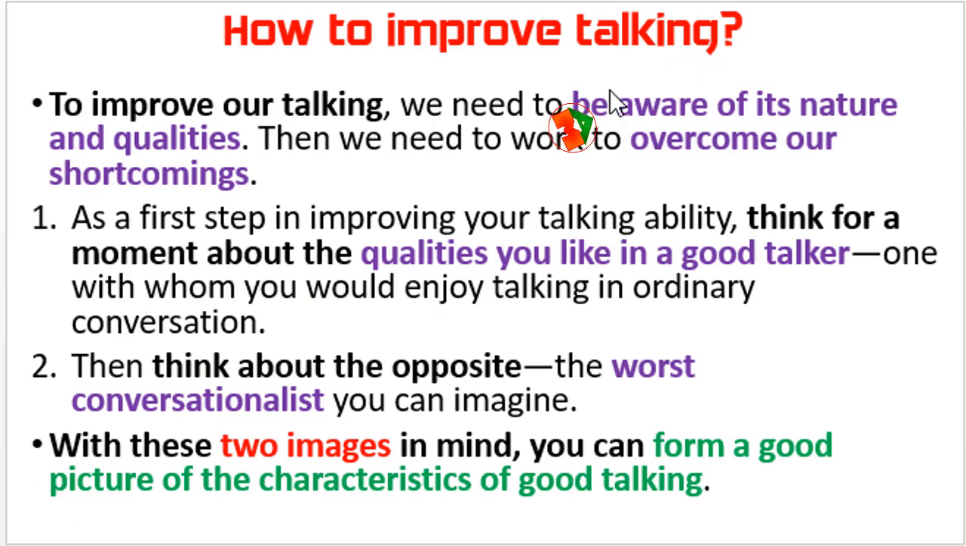How to improve talking? To improve our talking, we need to be aware of our nature and qualities of speaking. And after becoming aware of them, we need to work to overcome our shortcomings. For that purpose, as the first step, we have to think about the qualities of a good talker. On the other hand, we have to think about the worst conversationalist. By comparing these two images, we can form a good picture of the characteristics of good talking.